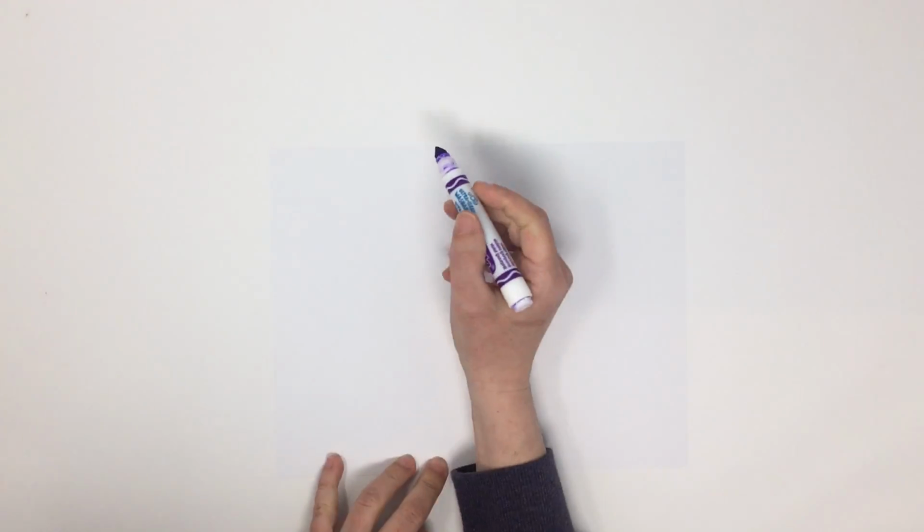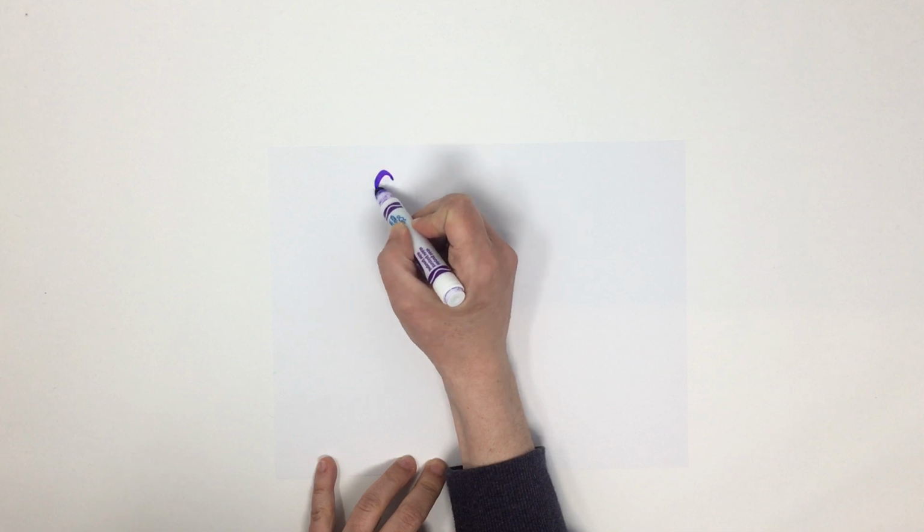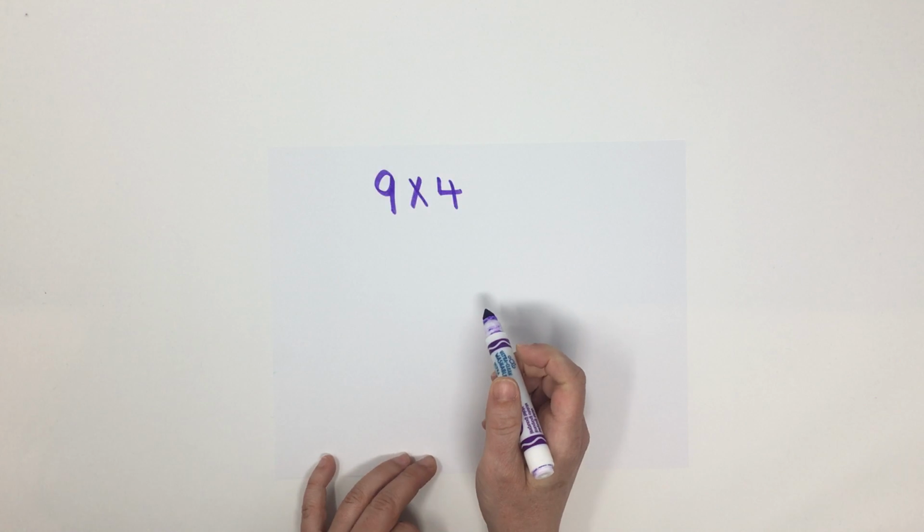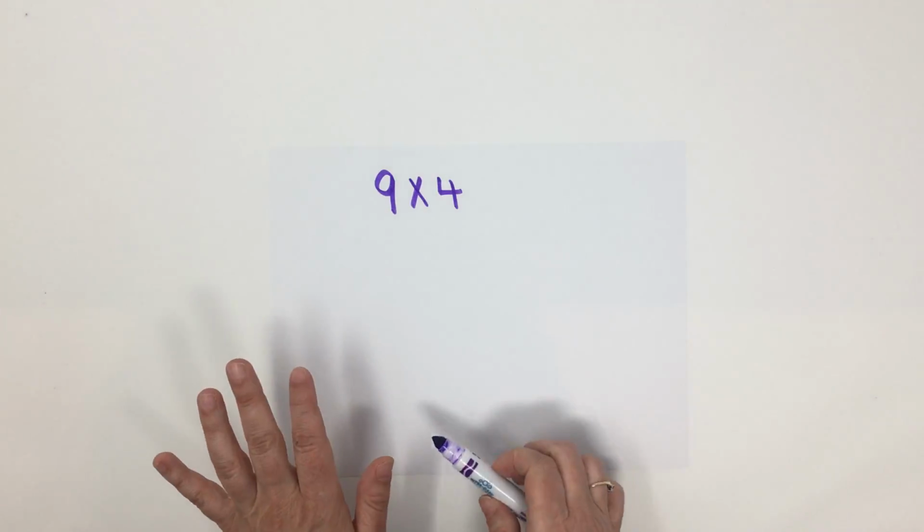And that sounds scary, but you know what? There's actually a really good trick for that. So let's say 9 times 4. What is 9 times 4? Well, here's a little trick.